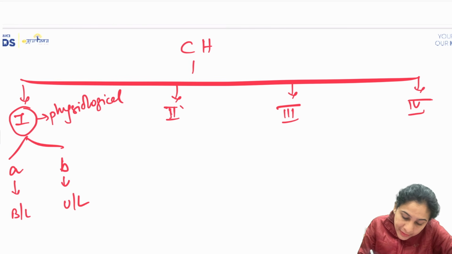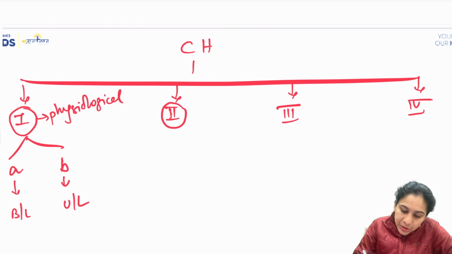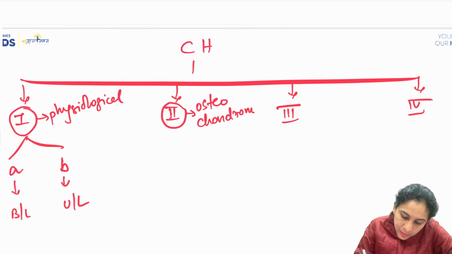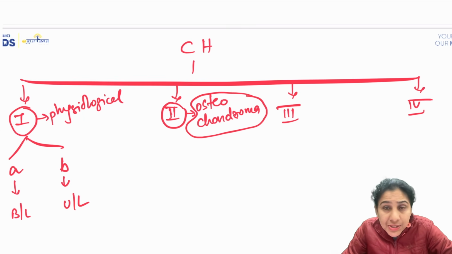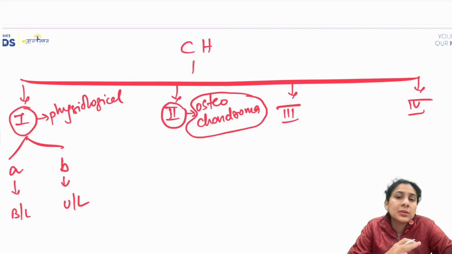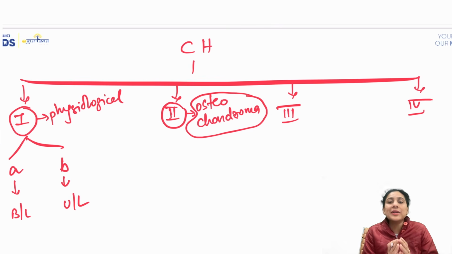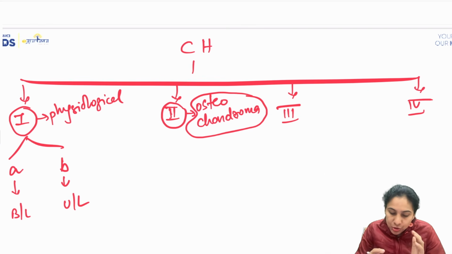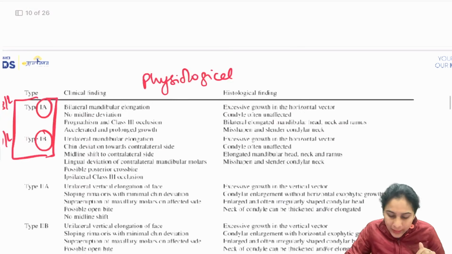Now type 2 is typically a condylar hyperplasia caused due to osteochondroma. Now you will ask me, ma'am, why osteochondroma? There are so many tumors that can happen in the condyle, in the bone, in the cartilage, right? The most common tumor in the mandibular condylar region is osteochondroma. That is why it has been classified separately. Okay, so osteochondroma, again, let us look at it. It is also of A and B, type 2A and type 2B.